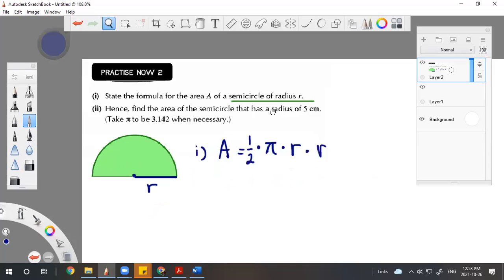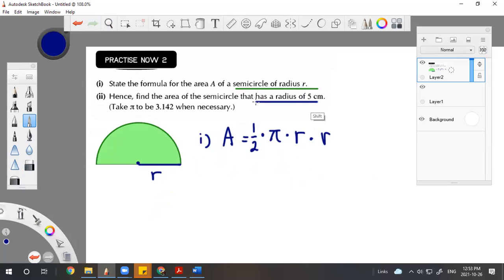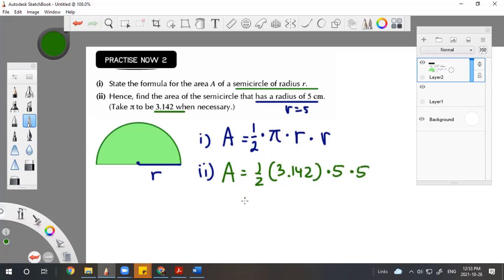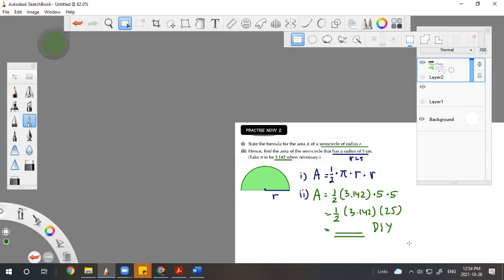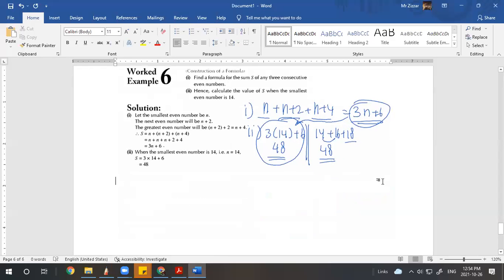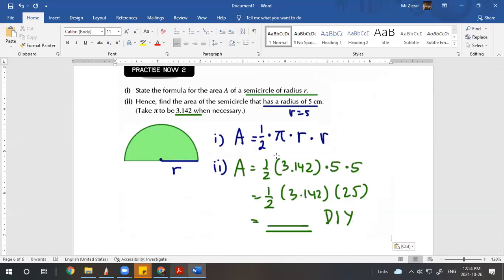And then hence find the area of a semicircle that has a radius of 5. R equals 5. Okay, so for part 2, you change the r by 5. So area equals half times pi is given 3.142 times 5, right? So half times 3.142 times 25, and do it yourself because this is only required less work on calculator. Okay, what is next? Done.